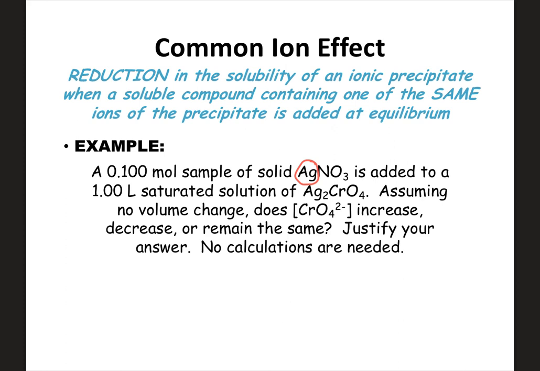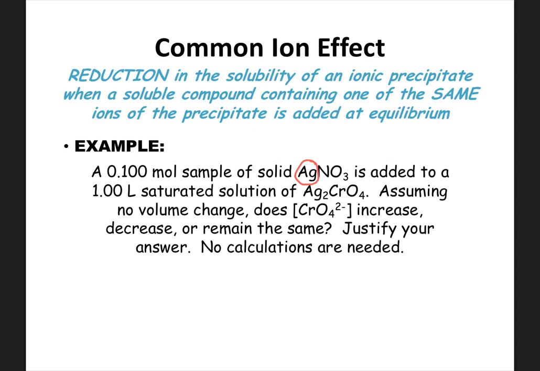The silver is in the silver chromate. So according to the common ion effect here, there's going to be a reduction in the precipitate when you add a substance that has one of the same ions, all right? So there's going to be a reduction in the solubility. All right, so it's going to be less soluble here.